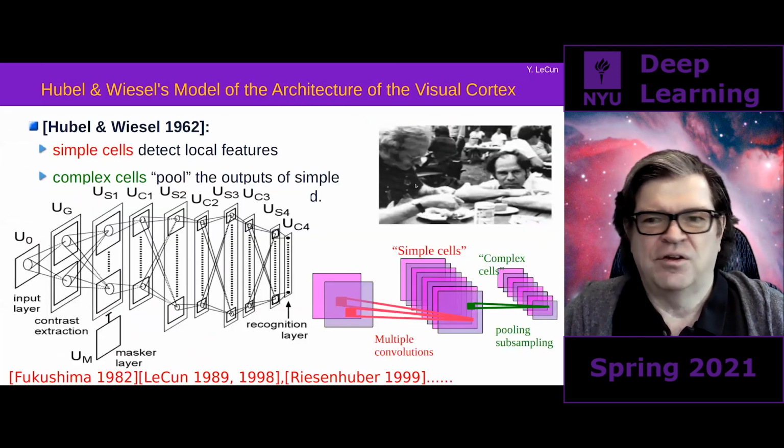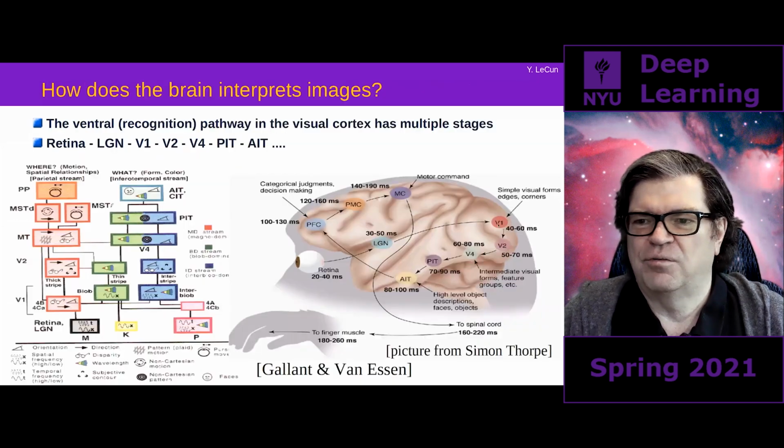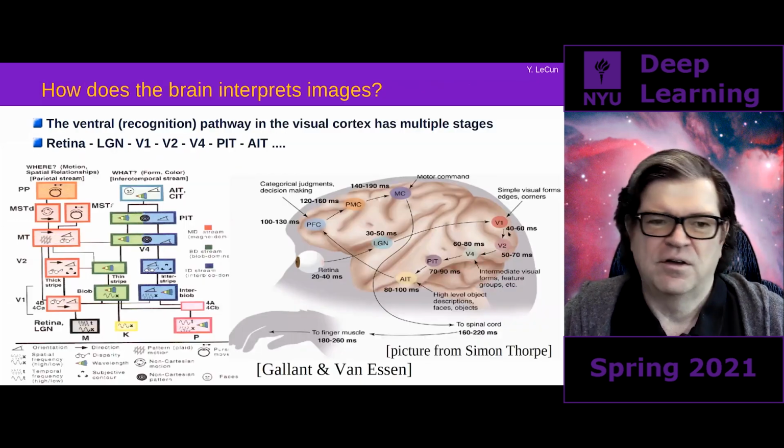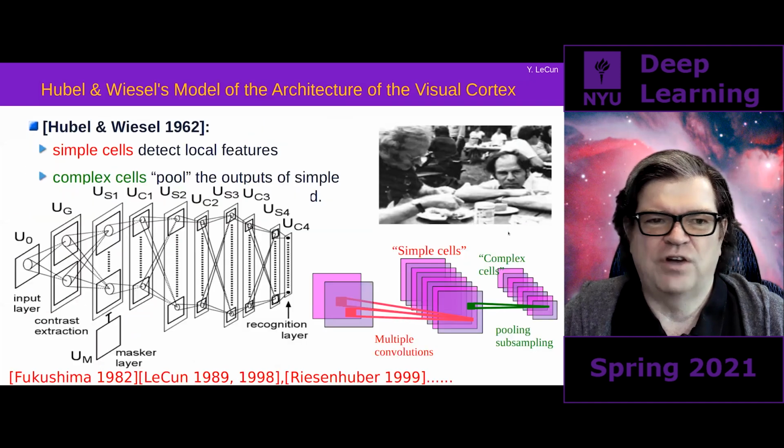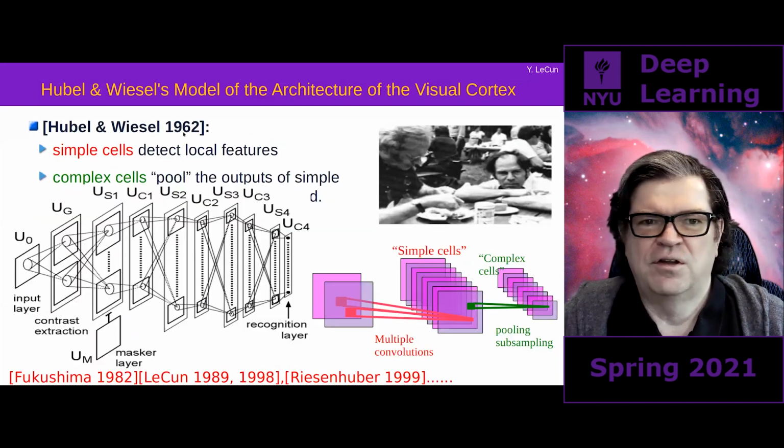Okay, so the structure of the primary visual cortex area, V1, was studied by two gentlemen by the name of Hubel and Wiesel in the late 50s and early 60s. What they discovered was that there were neurons in V1 that look at only a small part of the visual field and react to a particular motif, like an edge at a particular orientation, right?